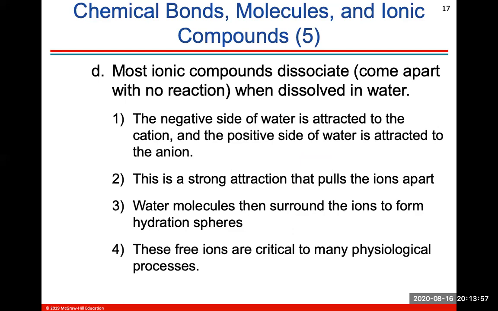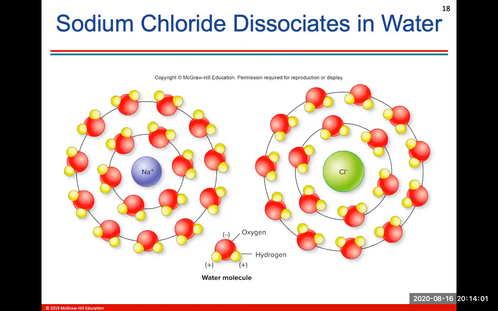Most ionic compounds dissociate when they are dissolved in water. And this is a look at how a water molecule will separate the sodium and chloride from each other and surround them. So it'll dissociate the salt into a sodium and a chloride ion.